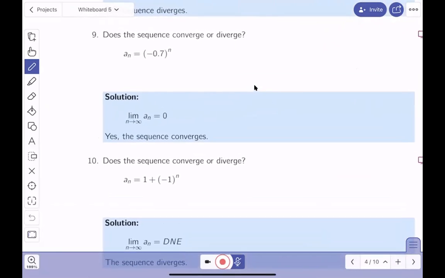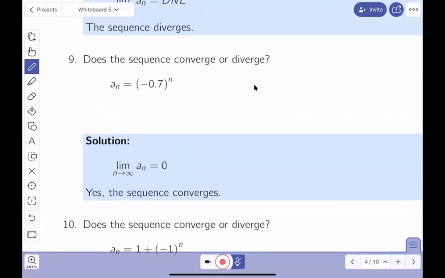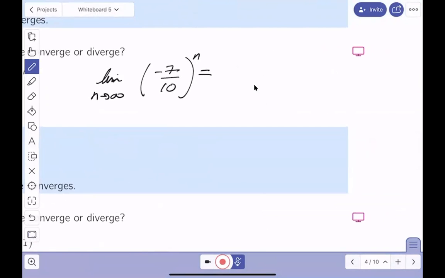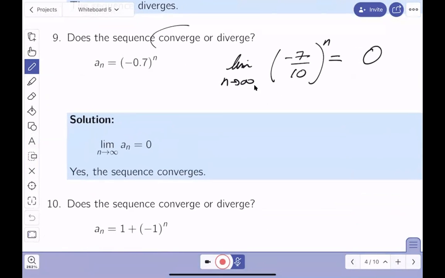This one a little more challenging. I'm going to put it down for you. Limit as n goes to infinity of -7/10, it may not be your issue, but I'm going to put down -7/10. It's the same thing as (-0.7)^n. What about this one over here? It's a proper fraction and it's going to shrink to 0. All right. So it converges. Limit 0, converges.